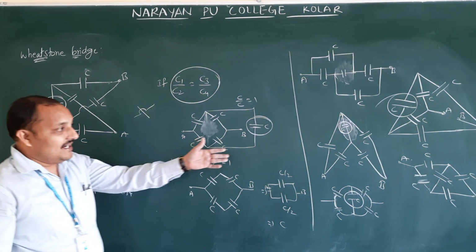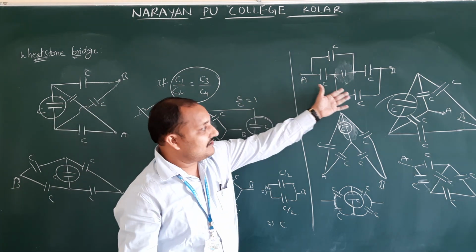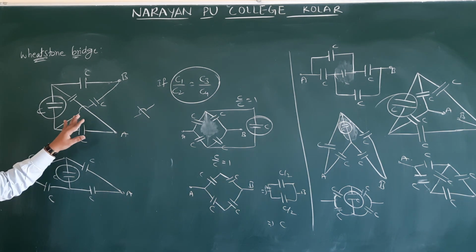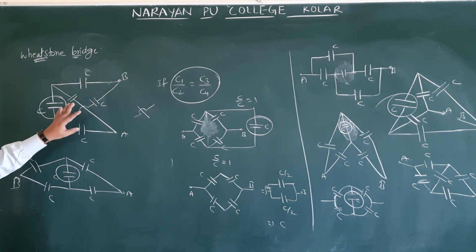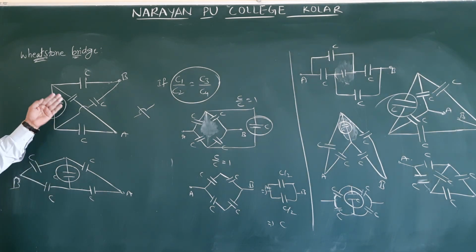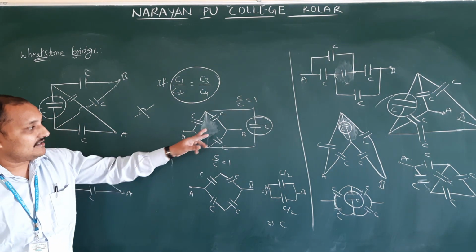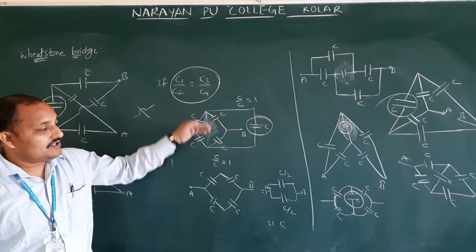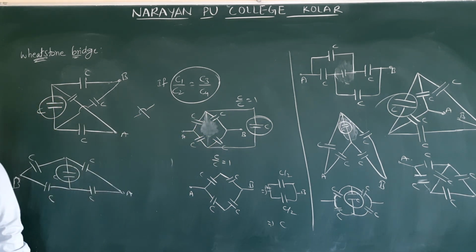See, all these are different forms of Wheatstone bridge. This one, this one, and this one. Final answer: if all capacitors are same, it is going to give the same answer, that is nothing but C. If they give differently, you should find like this. After removing this one, these two are in series, these two are in series, and these two are in parallel.